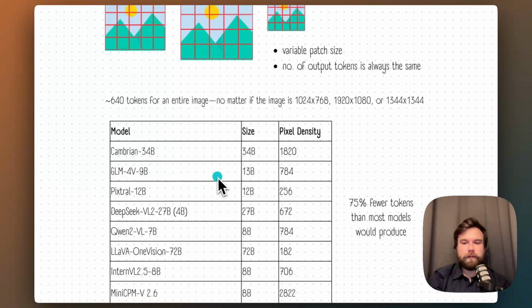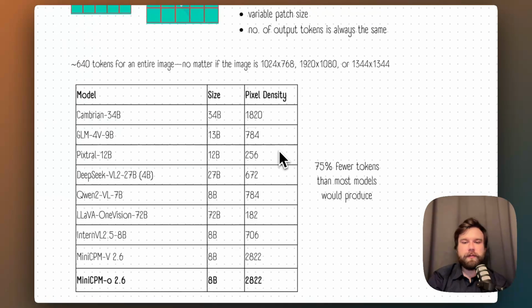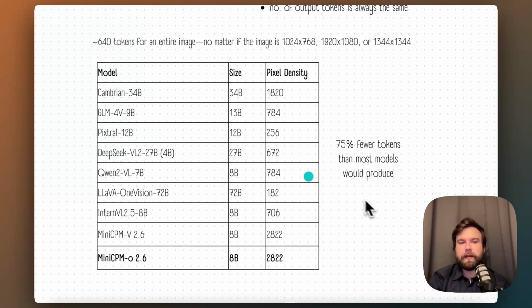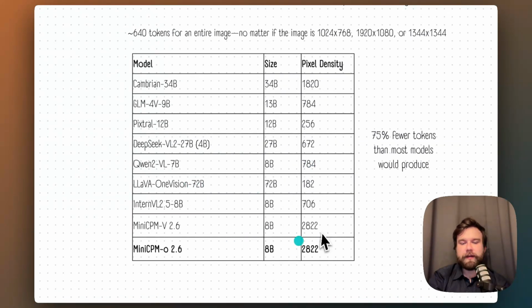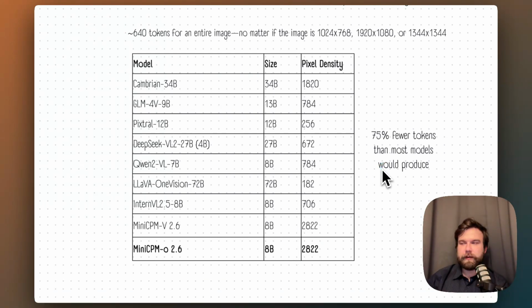And by doing this, we can limit the number of tokens we need to represent the image. So actually, this model uses 74% fewer tokens than most of the models would produce. This is straight from the technical paper. And we can see in comparison to other models, we have a higher pixel density. So this means we can encode more pixels in one patch, in one token. Of course, this is a trade-off, right? Because we can then lose some information because we have a lower amount of pixels per token.